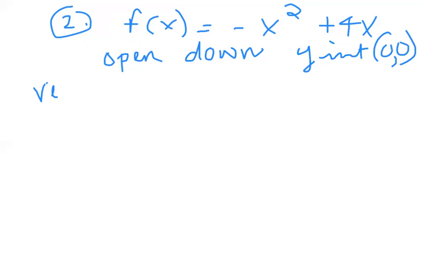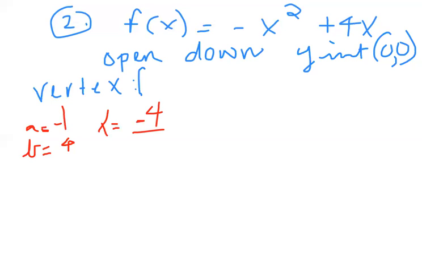Now, for the vertex, be careful. The a value for this one is -1, and the b value is 4. So when we're finding the x value of the vertex, we're going to do the opposite of b, which is -4, over 2 times the a value, which is -1. So we get -4 divided by -2, which is +2. That's the x value of the vertex.